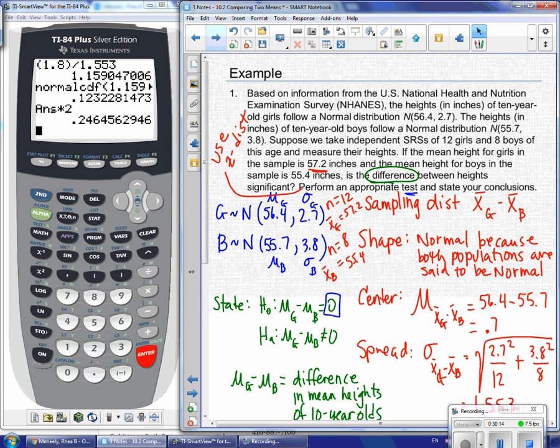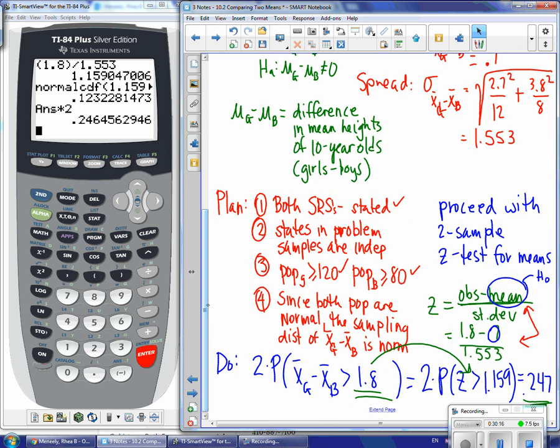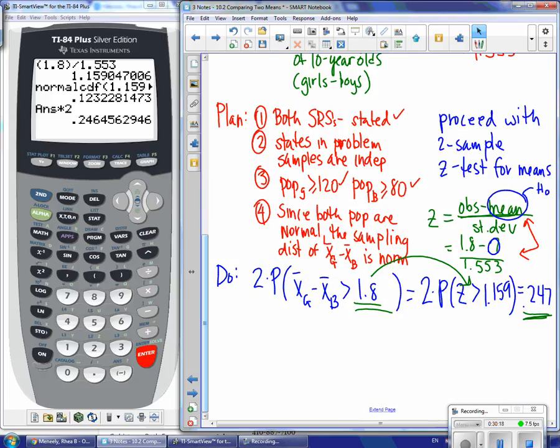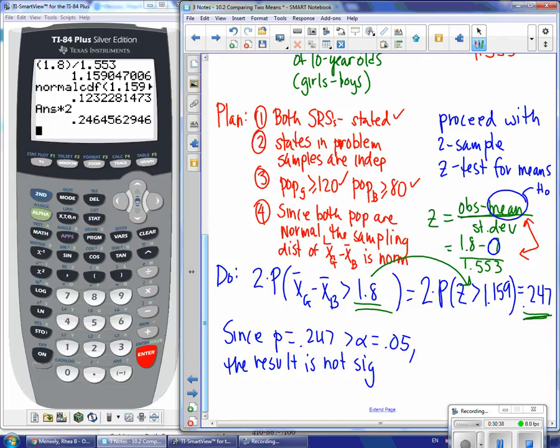Okay, and so the last thing we want to do is talk about the value that we get, that 0.247. And so here I would basically say that since my p-value of 0.247 is greater than any alpha value, suppose it's 0.05, I know the result is not significant. That's the first thing you want to say. Since it's not significant, we cannot reject the null hypothesis.